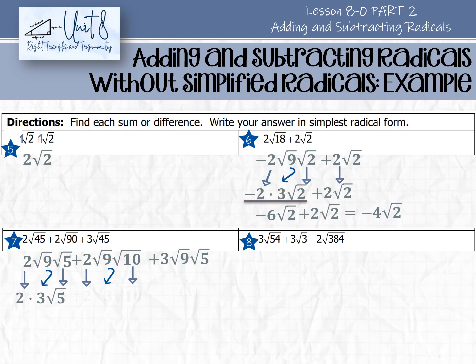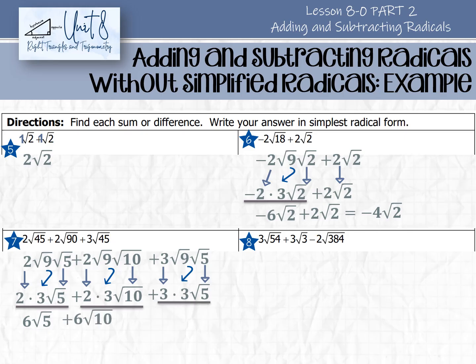Break it down. Square root of 9 is 3. Bring down your 2 and your radical 10. Break it down. Square root of 9 is 3. Bring down your 3 and your radical 5. Now let's simplify. 2 times 3 is 6, so we get 6 radical 5. 2 times 3 is 6. We get 6 radical 10. 3 times 3 is 9. We get 9 radical 5.